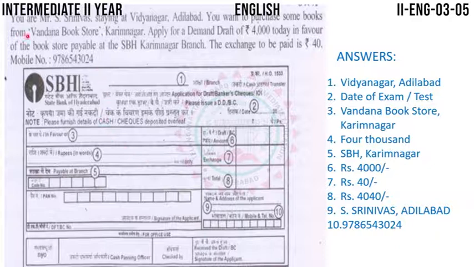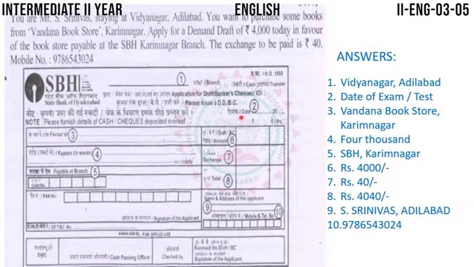Let us see one more example. So there is a question here with a DD form. You are Mr. S. Srinivas staying at Vidyanagar, Adilabad. You want to purchase some books from Vandana Bookstore of Karimnagar. So apply for a DD of 4,000 today in favor of the bookstore payable at the SBH Karimnagar branch. The exchange to be paid is ₹40 and your mobile number is 9786543024. Let us see the first one. Branch. What is the branch where you are taking this? Vidyanagar, Adilabad. So the first column should be Vidyanagar, Adilabad.